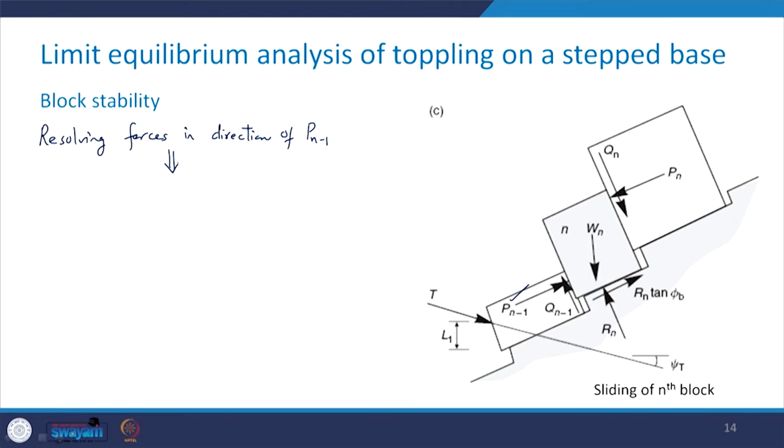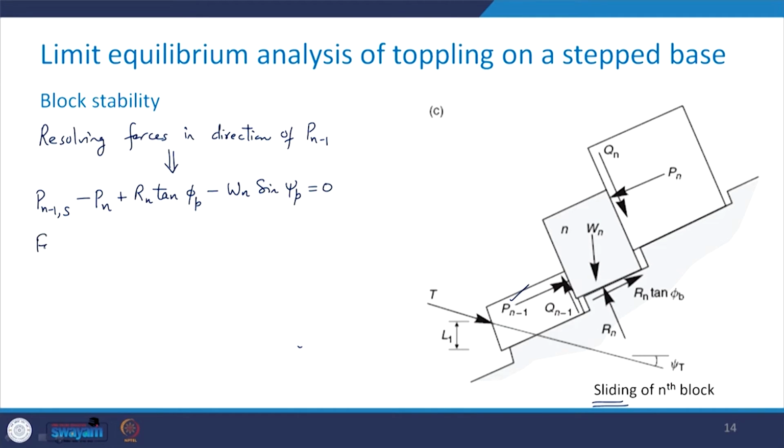What we will get is Pn minus 1 comma S. Why am I using S here? Because now I am taking the sliding of the nth block. So, this minus Pn plus Rn tan of phi p minus Wn sin of psi p is going to be equal to 0.